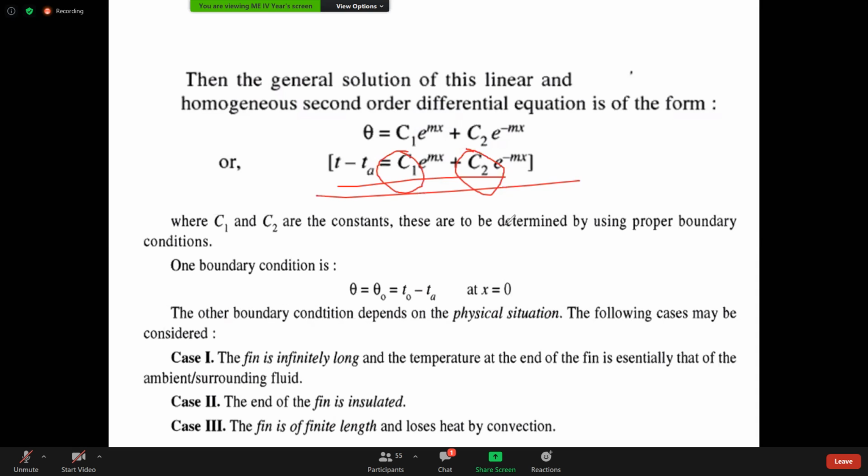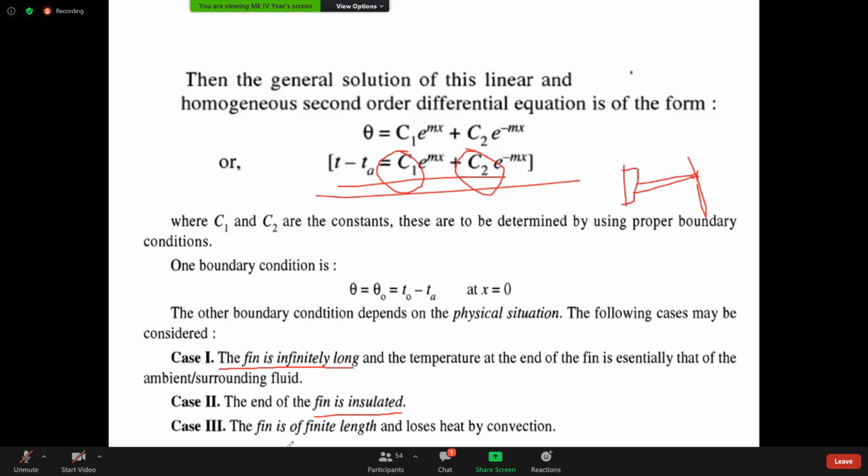The first case is if the fin is infinitely long. That is case 1. Then if the fin is insulated, that is a short fin. Not a too long fin, but a short fin. For example, this is the infinite one, that is the infinitely long case. But when we come to the short fin, it has some finite length, and this tip is insulated. The end of the tip is insulated.